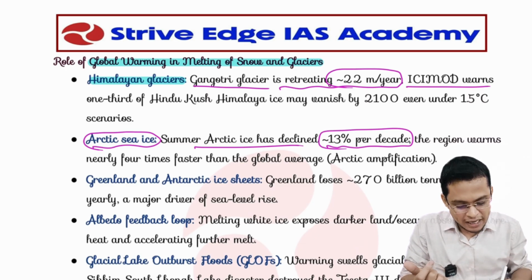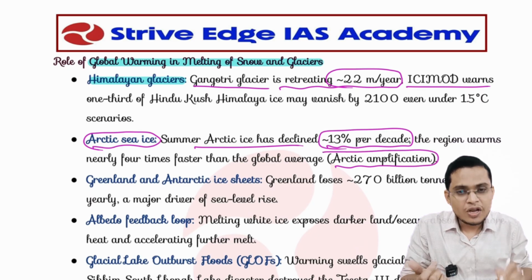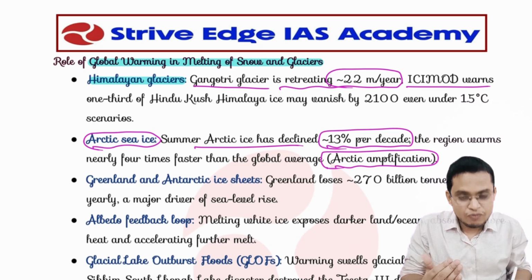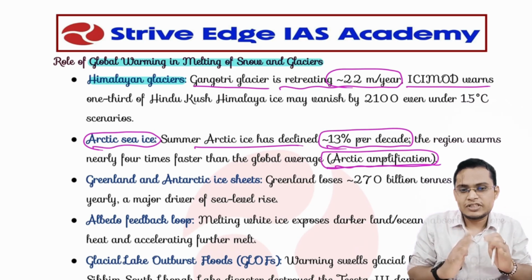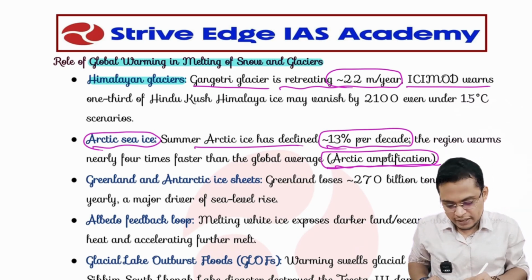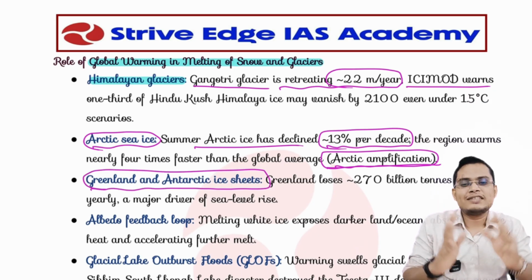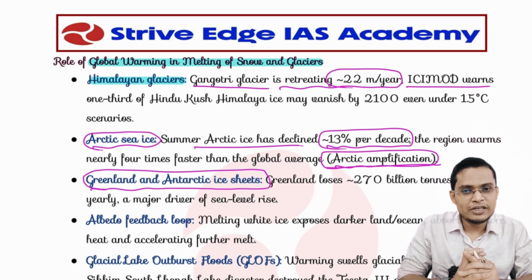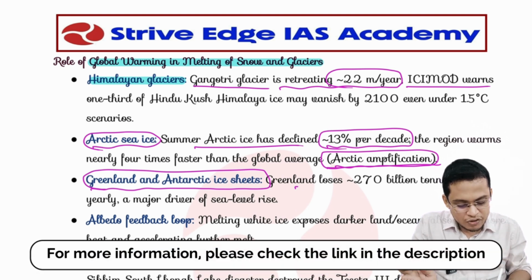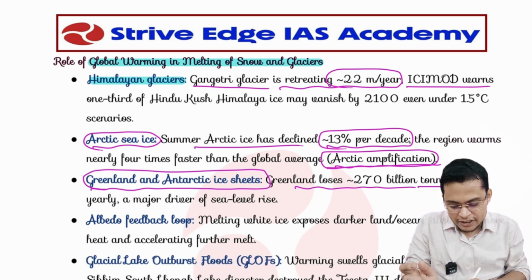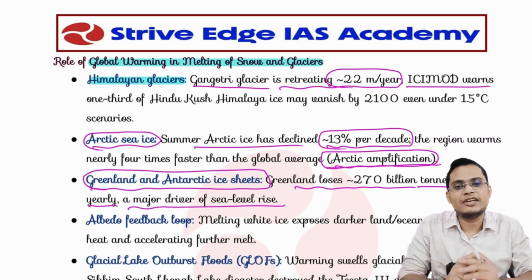That is what is called Arctic amplification, because global warming is more felt at the Arctic and Antarctica. So this keyword is very important. While you are writing your answer, you need to drop these keywords and underline them. Next is the Greenland and Antarctic ice sheet. Greenland is the largest land area covered with permanent snow. Greenland loses 270 billion tons of ice yearly, a major driver of sea level rise. Just imagine.